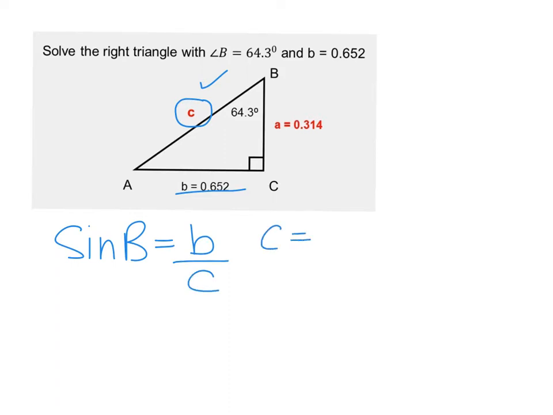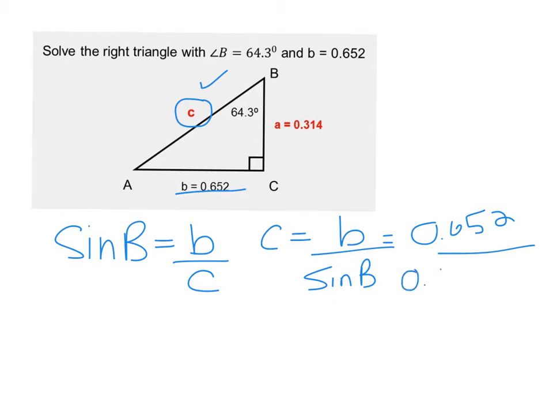We are looking for C, so we're going to rearrange our formula so that I have b over the sine of B. b is 0.652, and if I put in my calculator the sine of 64.3, I'm going to get 0.901770021, which means when I perform the calculation, I should get a value for C with three significant digits of 0.724.